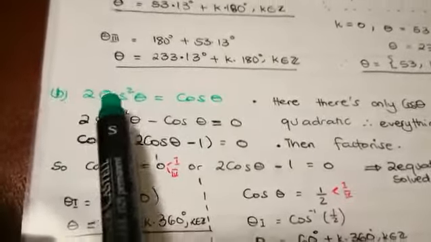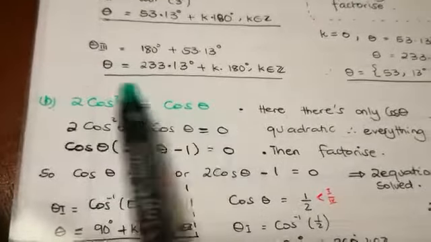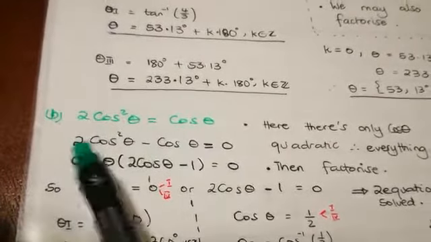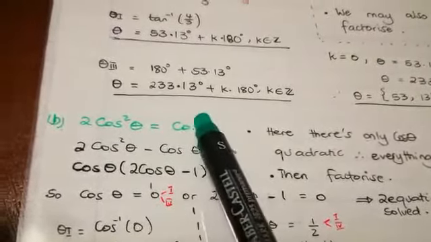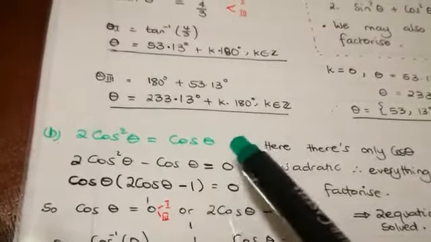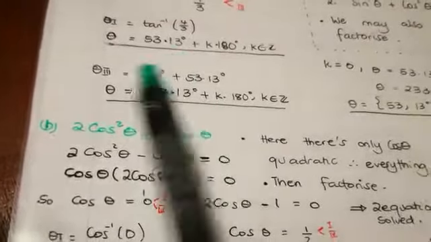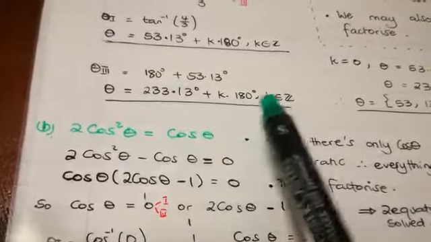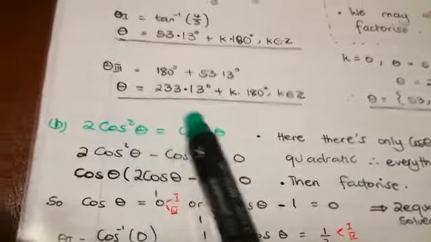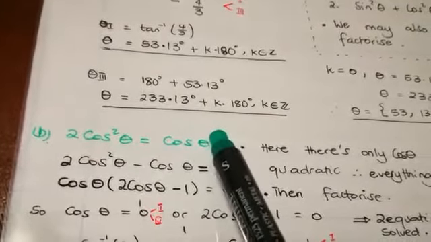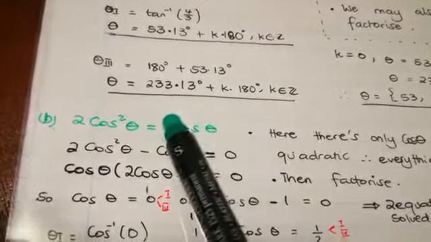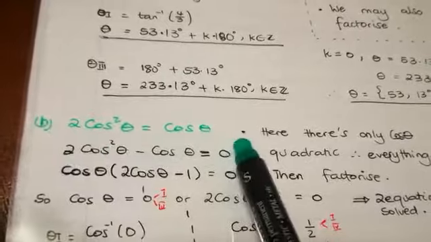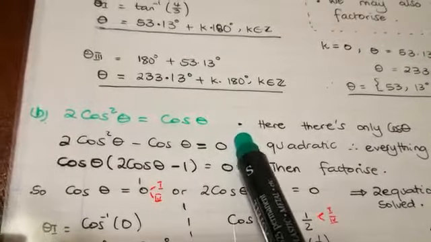Okay, let's look at the second example. The second example is 2 cos squared theta equals cos theta. If you check here, we've only got one trig function, which is cos. So we are not going to divide by anything. The only difference is that on this side cos is squared and on this side it is not squared. If we see a square here, it means it is quadratic, so you know how to solve quadratic equations. Everything must go to one side, so this comes over to the other side. After you've done that, you have to factorize.